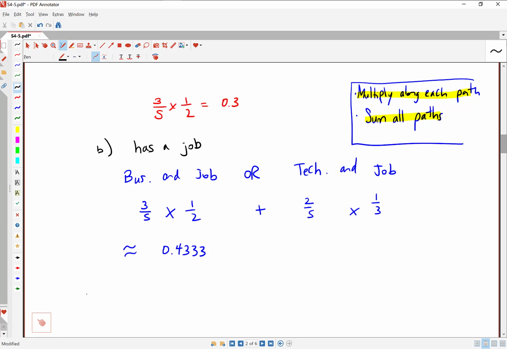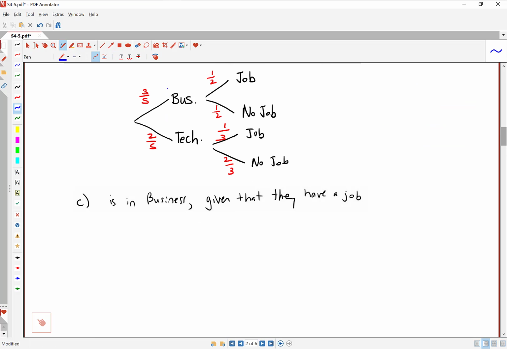Let's finish off this example with a part C. So let's find the probability that a student is in business given that they have a job, right? So this is an example of a conditional probability. Let's see if we can write it down symbolically. So we're given that they have a job. Remember, the given information goes at the back of a conditional probability. And what we want is the probability that they're in business. So probability, business, given, job.